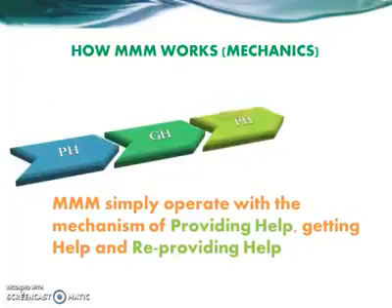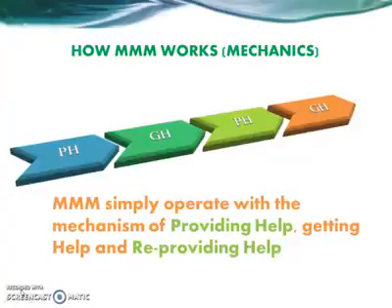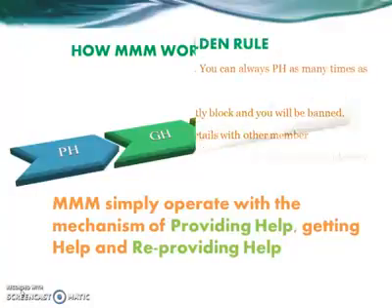Now we will be looking at how MMM works. What keeps the train of MMM going is simple, just by PH, GH, PH, and GH. That is, provide help, get help, provide help, and also get help. That is a simple explanation of how the MMM system works.